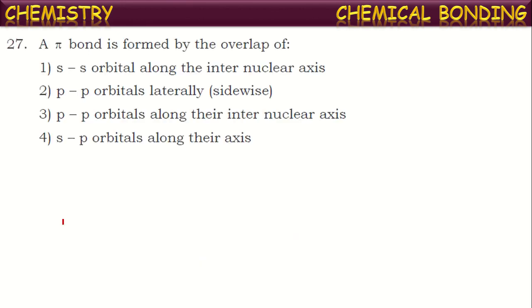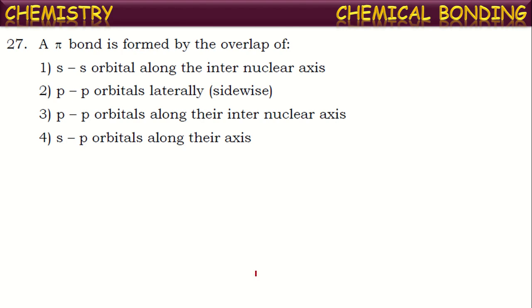Next one, a pi bond is formed by the overlap of. Here just now I told a sigma bond will be formed by the overlapping of atomic orbitals on their axis of nuclei. That we say end to end or head on overlapping. That is called sigma bond formation. If atomic orbitals overlap sidewise, that is laterally, perpendicular to their axis of nuclei, they result in the formation of pi bond.